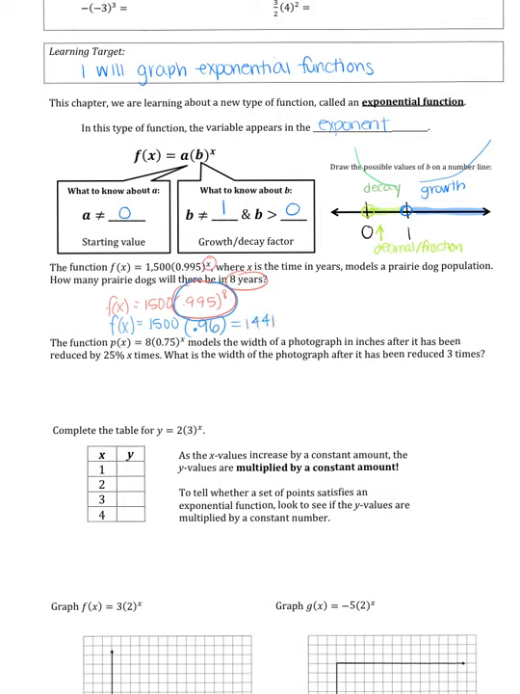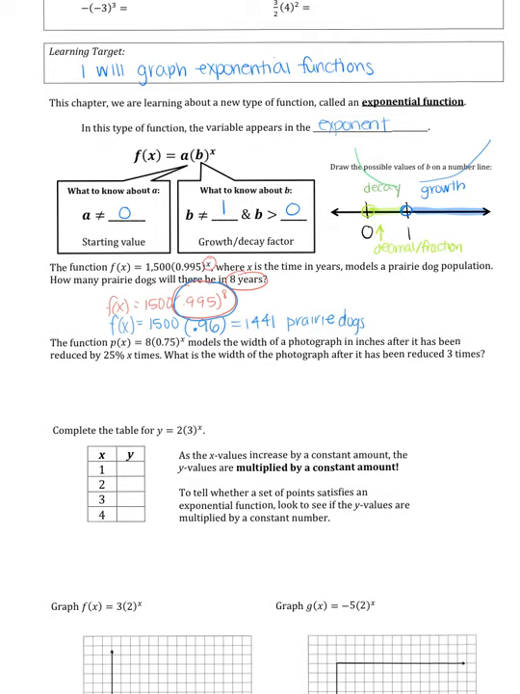1,441. I am not going to include the 0.04 onto my answer because you can't have 4/100ths of a prairie dog. So we have approximately 1,441 prairie dogs left after they decay or after they decrease for 8 years.